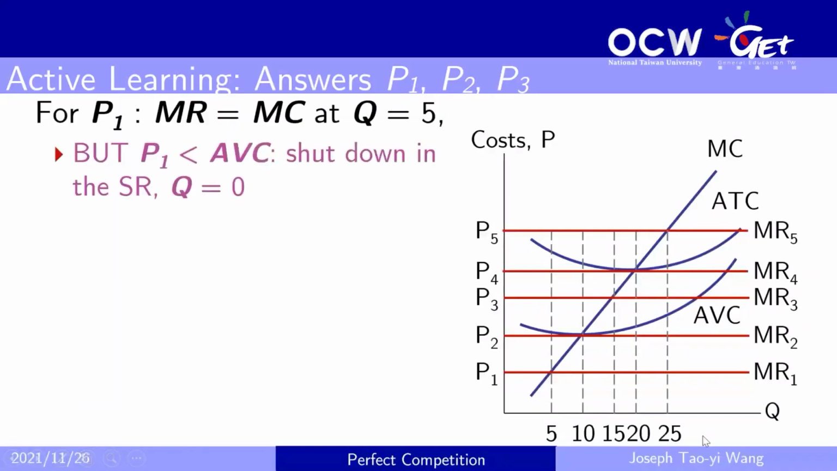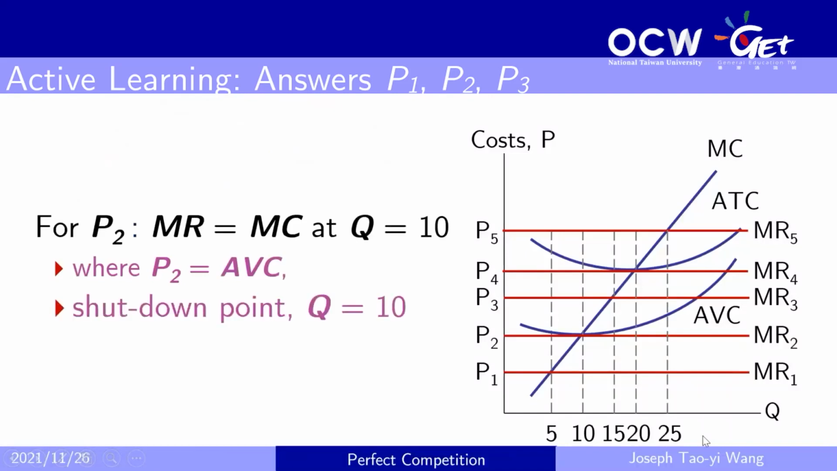So for P1, P1 is so low, it's even below the AVC curve. So you should just shut down in the short run. So quantity is 0. What about P2? Well, the profit maximizing quantity is 10. That's where MR equals MC. That's at the lowest point of the AVC curve. So this is your shutdown point.